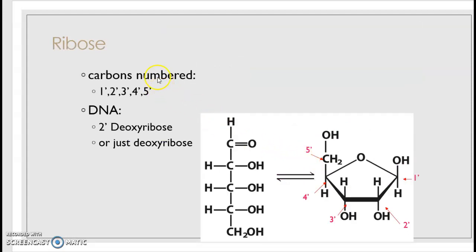In the ribose, the carbons have different numbers. That's why it's important for us to recognize the carbon 3 and the carbon 5. You know that the sugar in RNA is the ribose, but in DNA it is the deoxyribose.